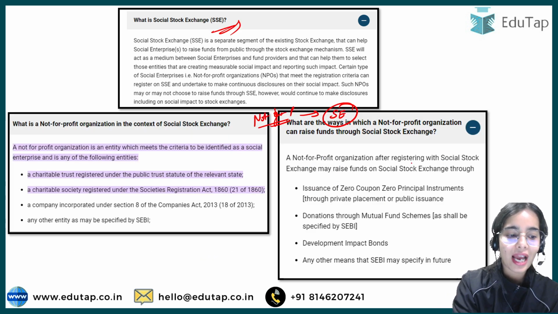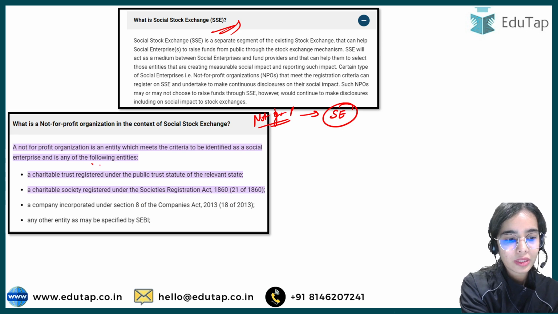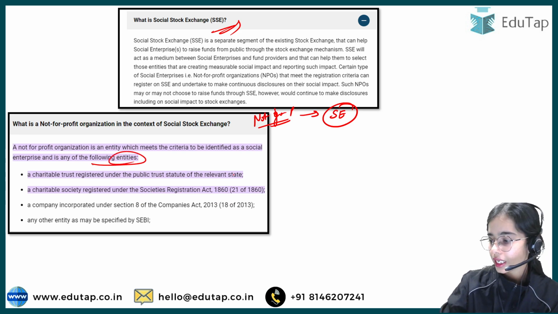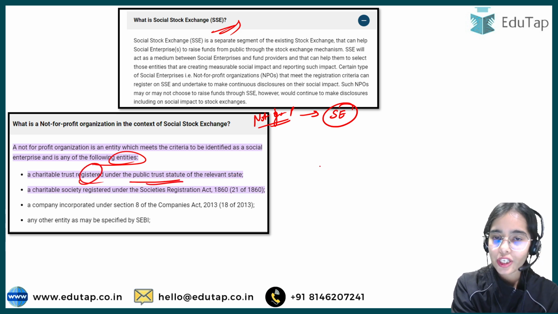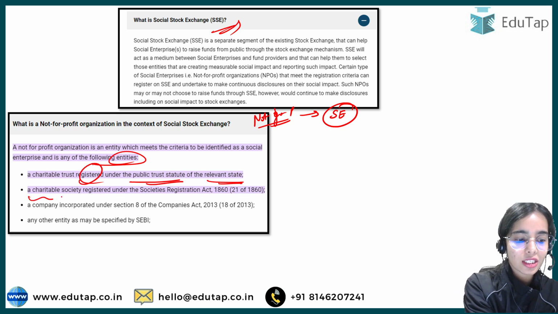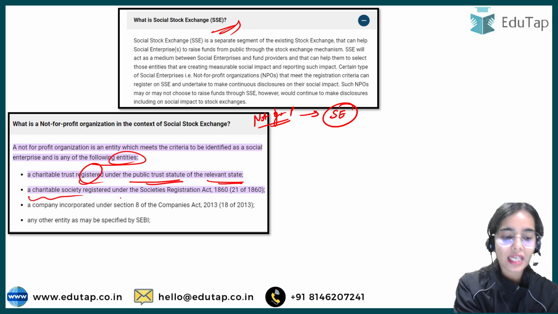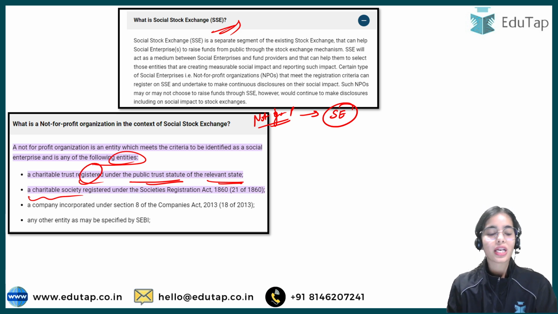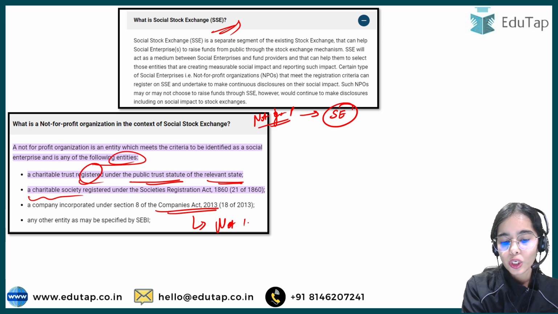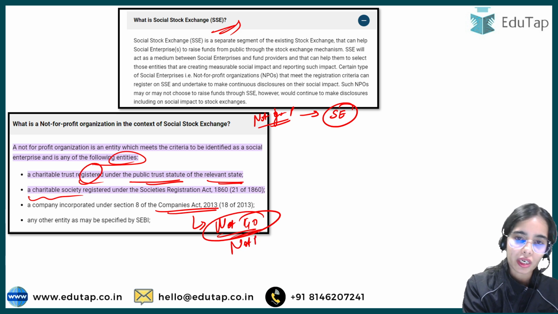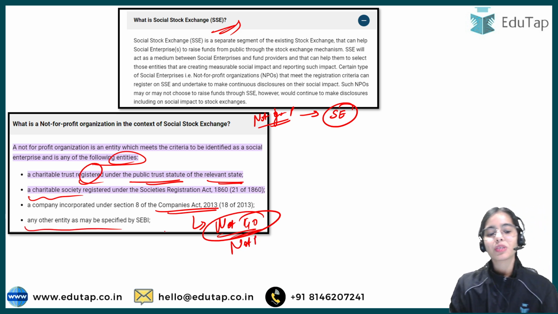If they are engaged in any of these activities, then the not-for-profit organization can be considered a social enterprise, as well as these following entities: a charitable trust registered under the public trust statute of the relevant state, a charitable society registered under the Societies Registration Act, or a company incorporated under Section 8 of the Companies Act of 2013. That is, they are a not-for-profit organization, a non-governmental organization, an NGO. Or any other entity as may be specified by SEBI.